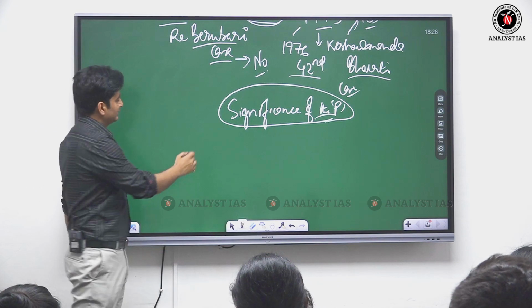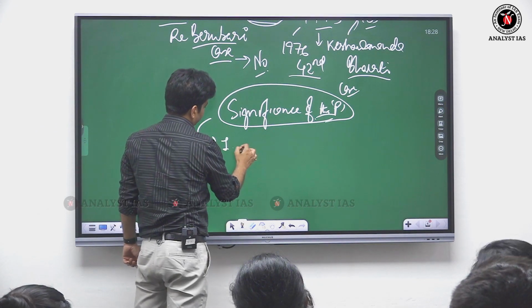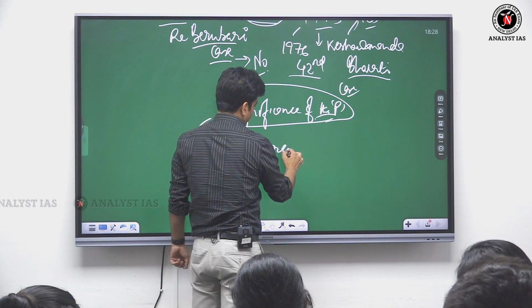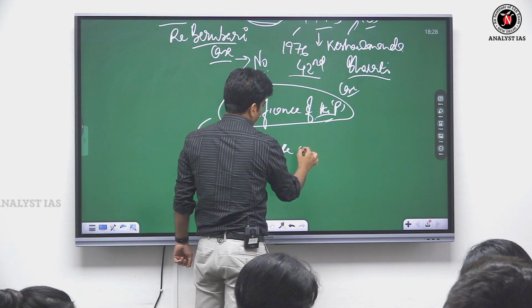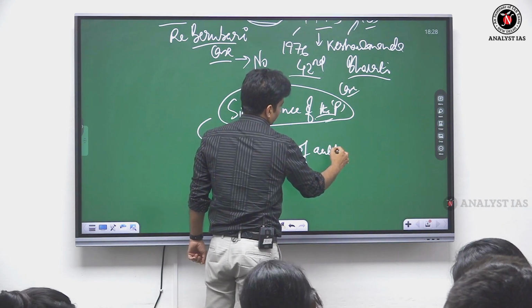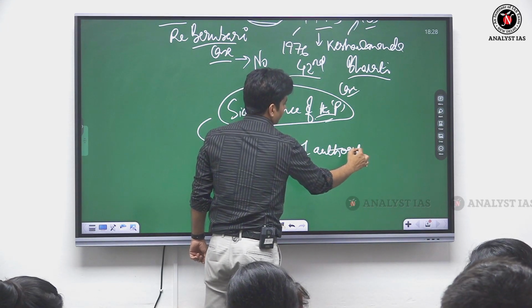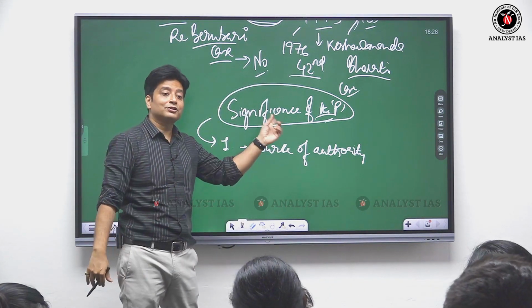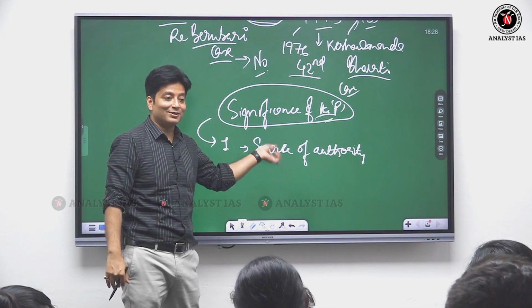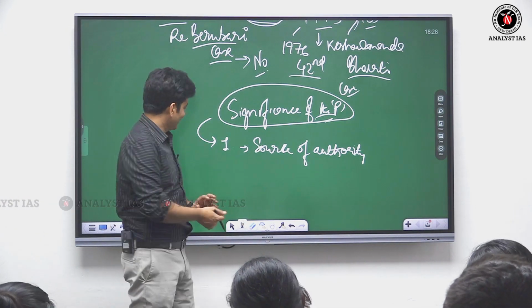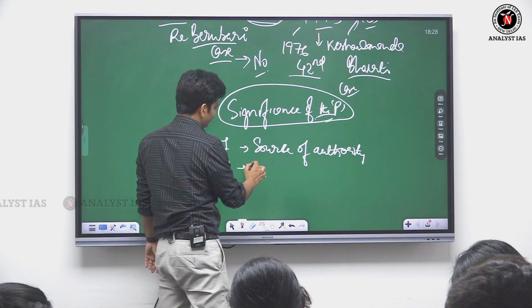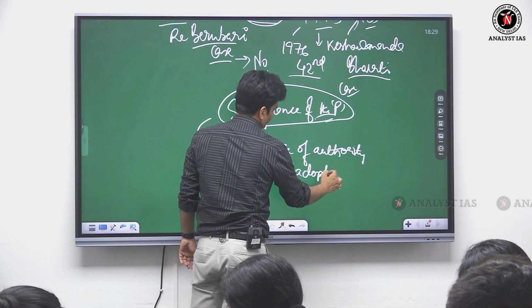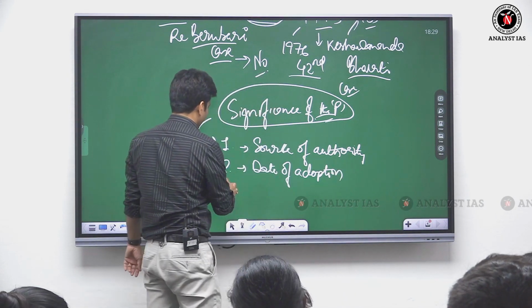Significance of the preamble lies in the fact that number 1, it provides the source of authority. Source of authority from the expression we the people, right, that we are providing. It could be constituent assembly also there instead of we the people. And number 2, date of adoption, that is 26 November 1949.